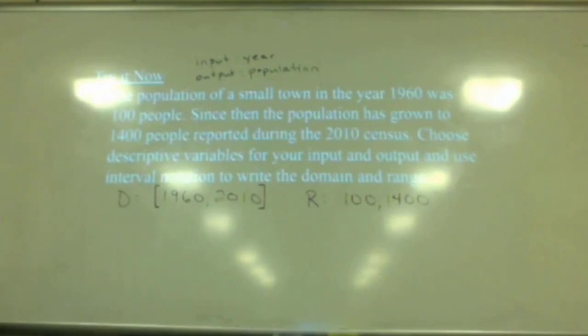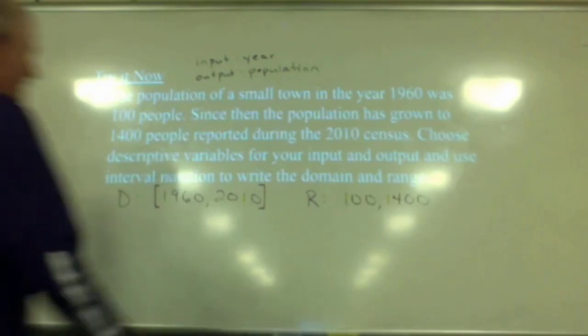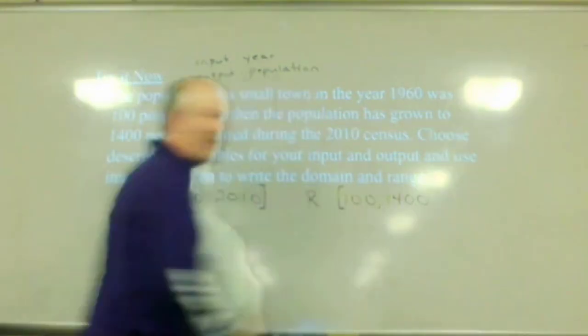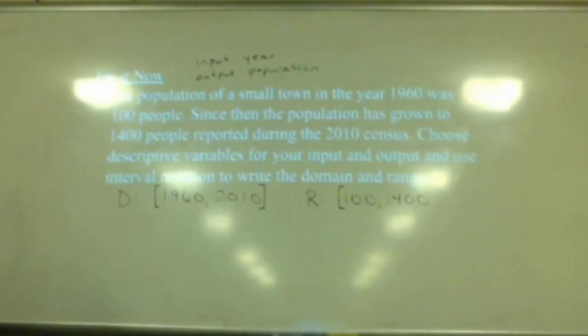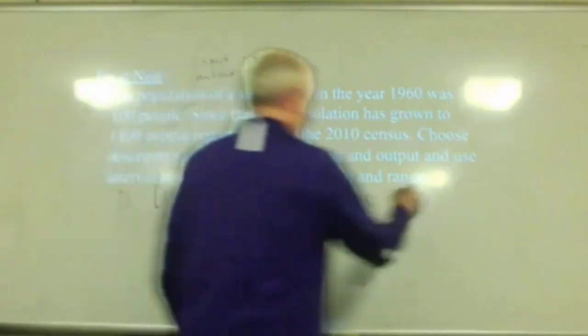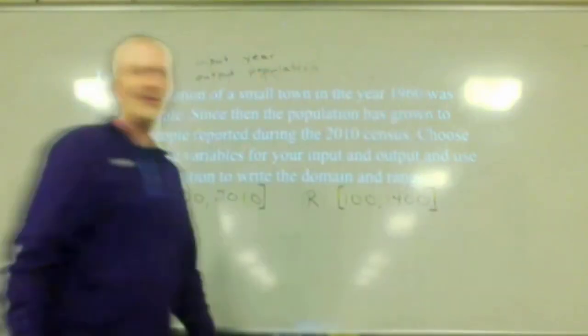Was there a time when there was exactly 100 people? Yes. The year 1960. So yes, equal to 100 is the smallest. And what do you think about the other side? Was there a time when it was exactly 1,400, at least according to the data we have? Yes. So bracket there too.